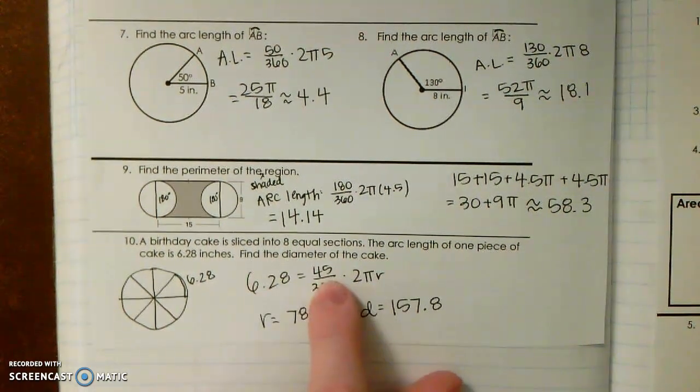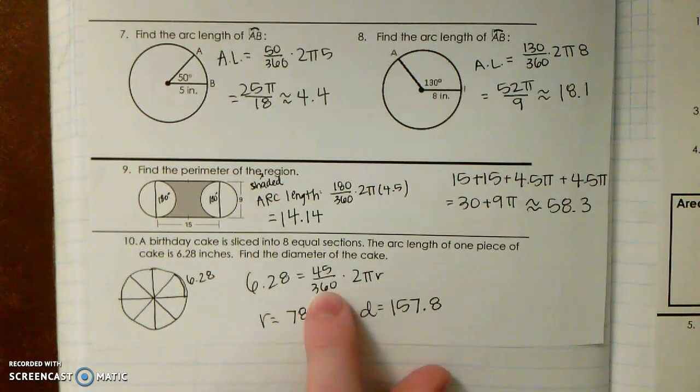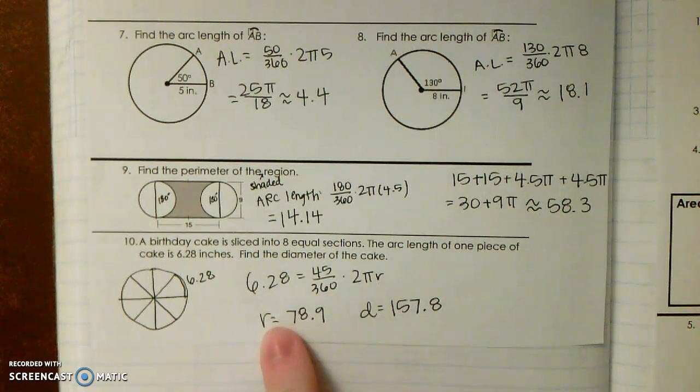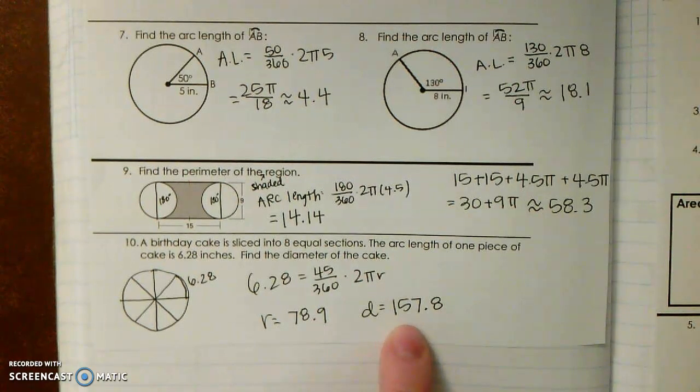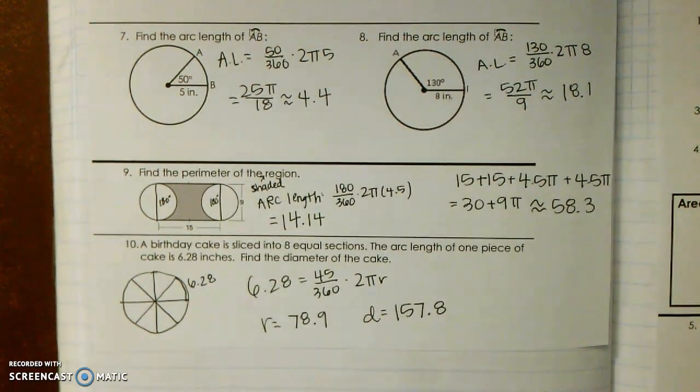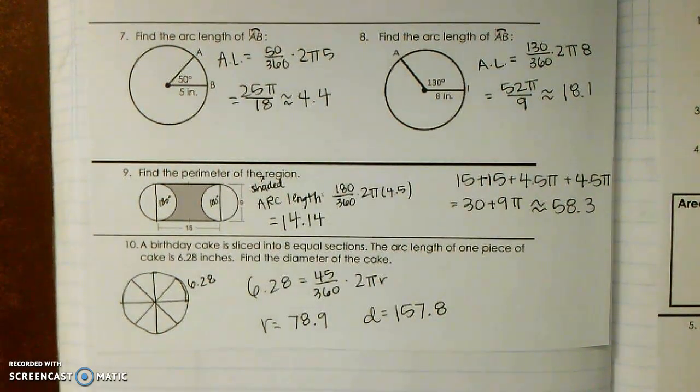We divide by 2 pi on both sides. We multiply by 360 over 45, or we multiply by 8 here. So we get the radius is 78.9 inches. That's just the radius. And then the diameter is 157.8 inches. So that's like a huge cake. Anyway, so that is arc length.